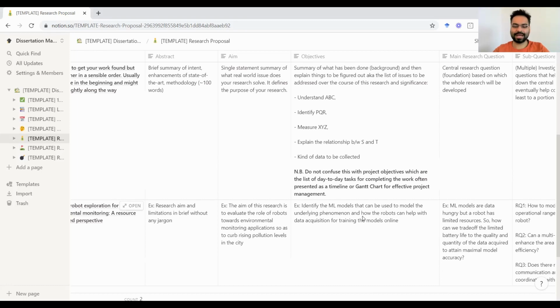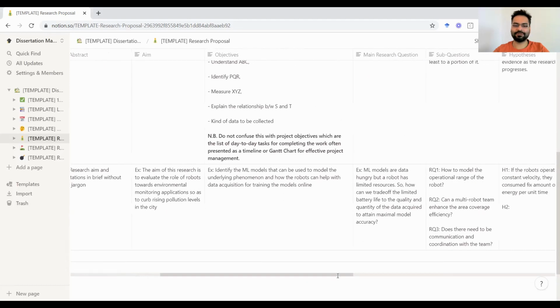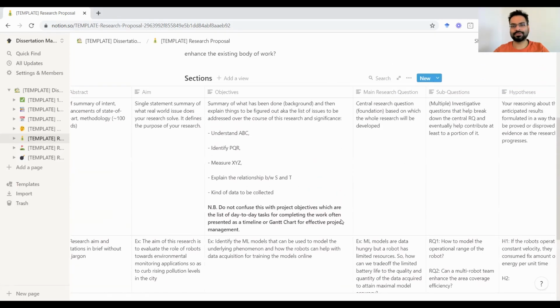Now, objectives, I think of it as slightly different from the aim, although some people use the terms together. Summary of what has been done. So I could think of it as a research background. So what the other people have already done, what is the state of the art, and the gap as to what needs to be figured out, which could be something like understanding something, identifying something, measuring something, explaining a relationship between something, and what data needs to be collected. So these are my research objectives, right? So it's a bit more detailed.